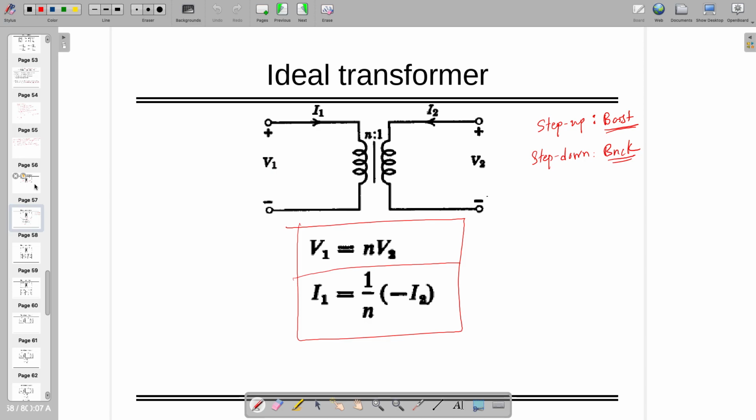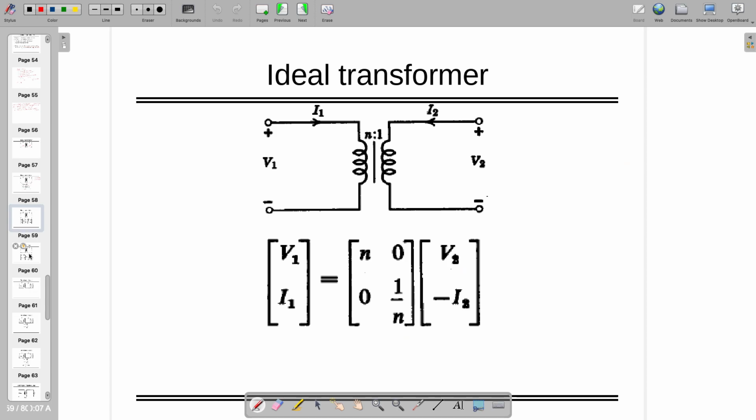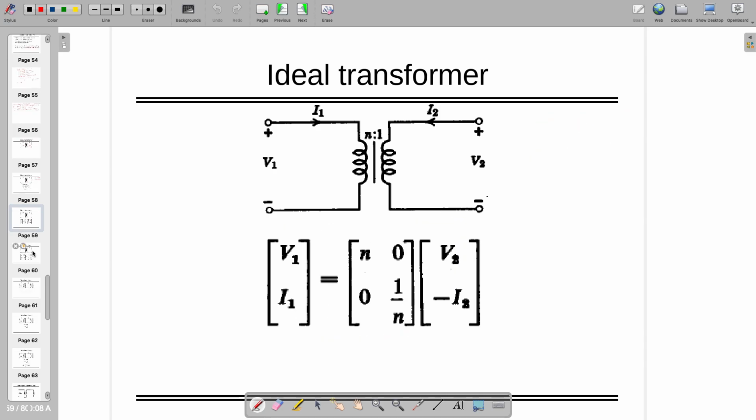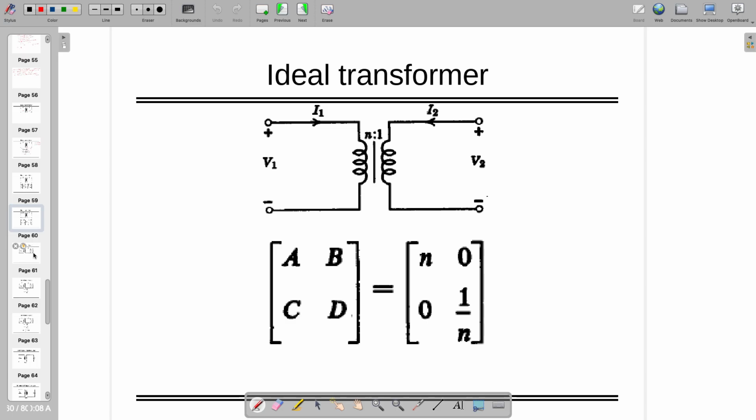So if these two equations are there, we can write down the ABCD parameters as follows, where V1 and I1 in terms of V2 and minus I2 will give you n and 1 by n on this side. This is just for your information and you can use it maybe in your future. But if you forget this, then you can always write down these two equations and find out the ABCD matrix for a transformer.